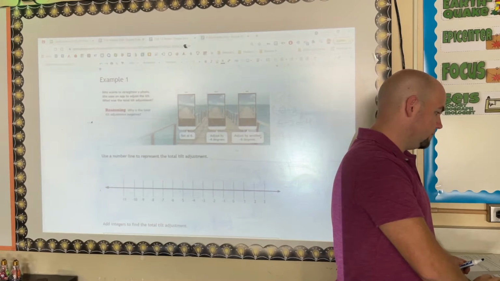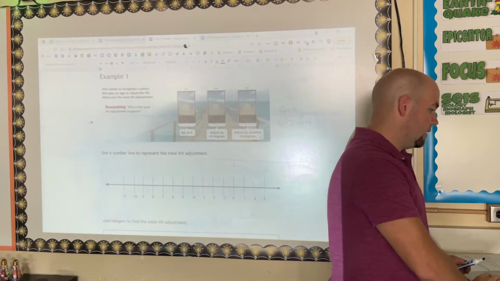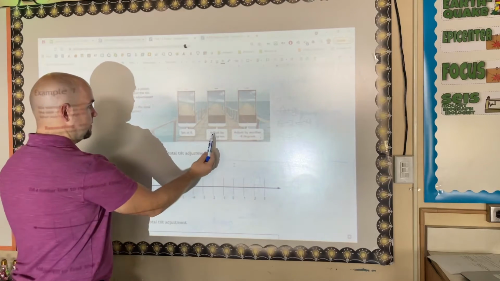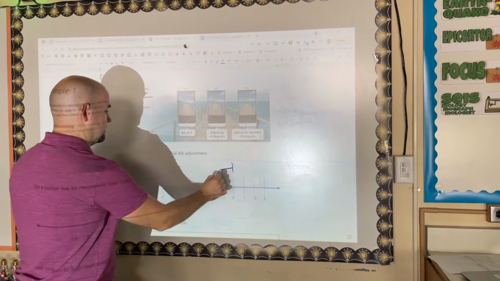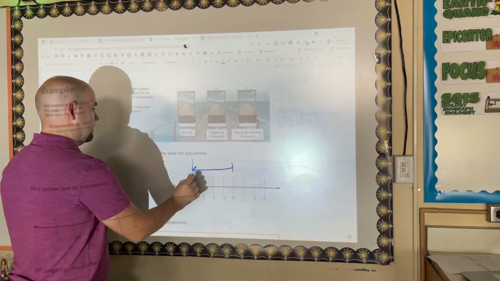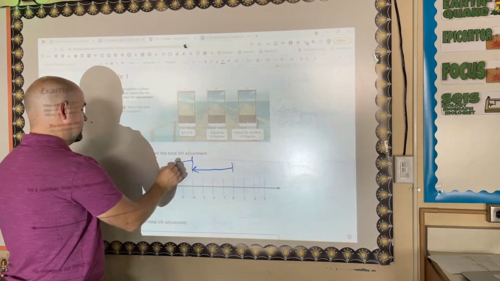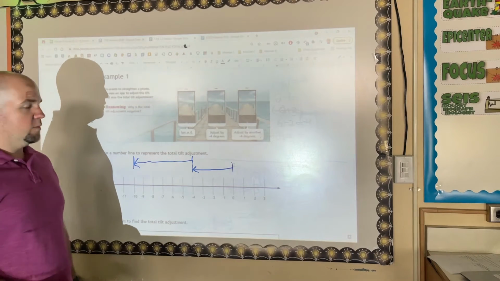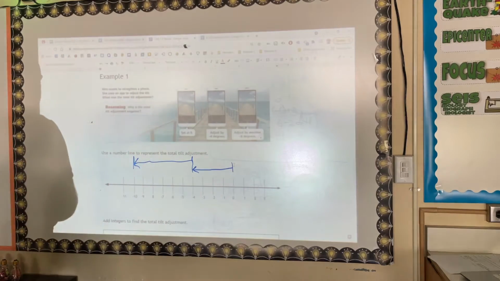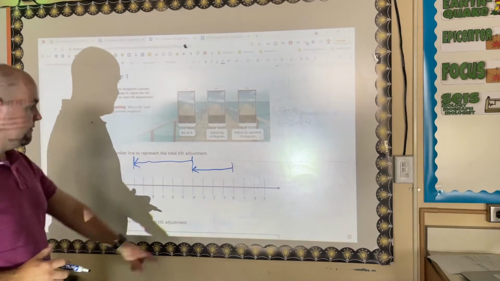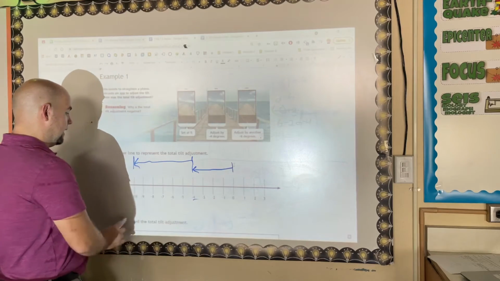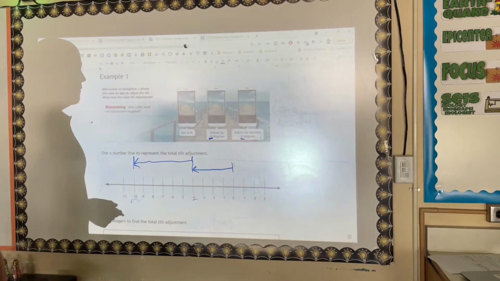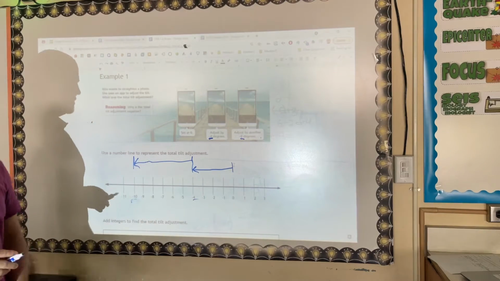First example. Looking at a number line, we have set at 0. We've got our tilt. We're going to take it down to negative 4. And then we're going to take it down another 6 degrees. Sorry, my line got jumbled there. I'm going quickly because the bell's going to ring here in a couple minutes. So let's add these integers. We got a negative 4 and a negative 6.